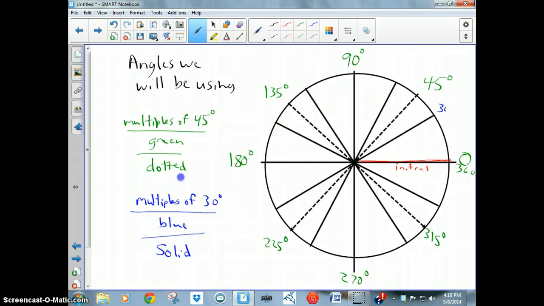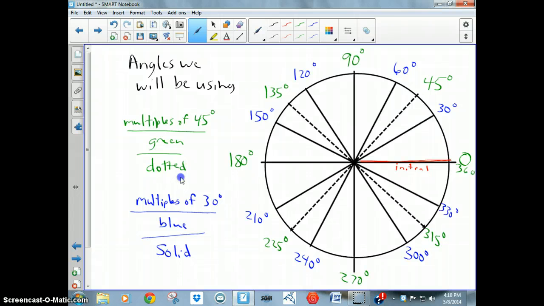So this would be 30 degrees. This is 60 degrees. We already have 90. This would be 120 degrees. This would be 150 degrees. This would be 210 degrees. This is 240. This one here is going to be 300 degrees, and this one is 330.